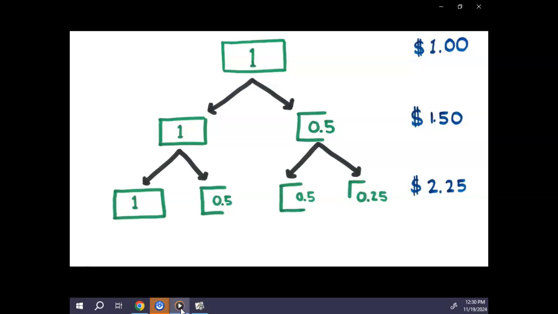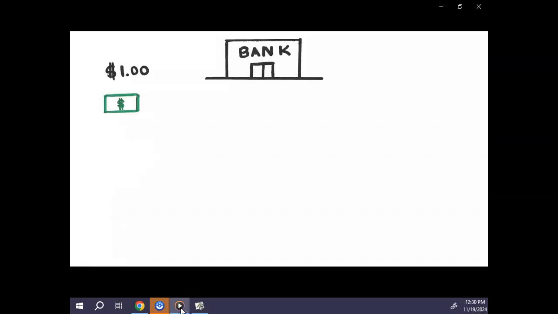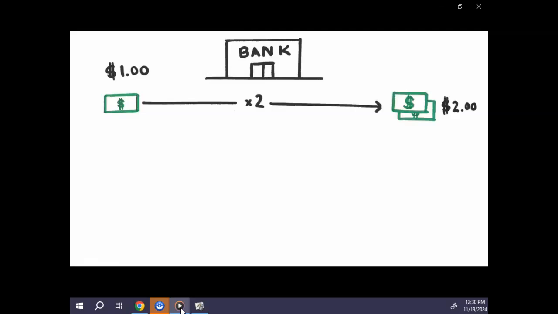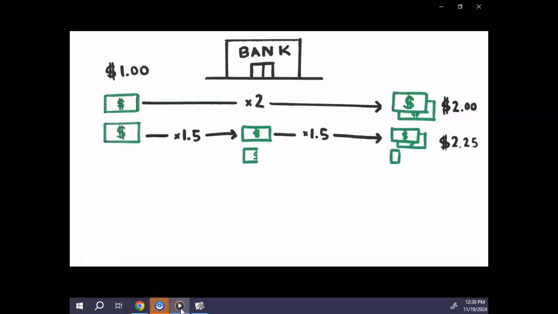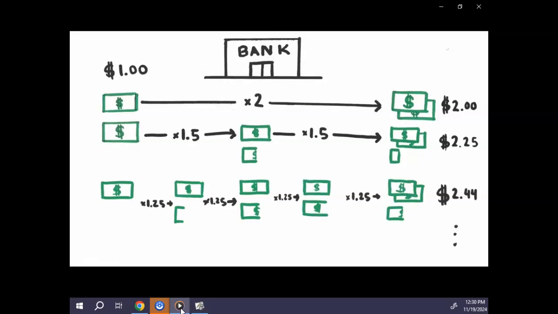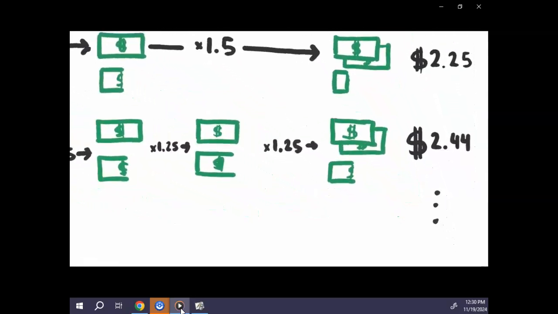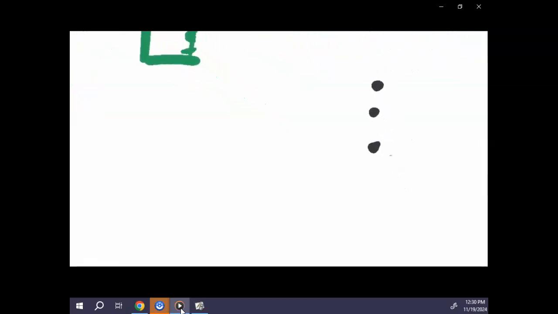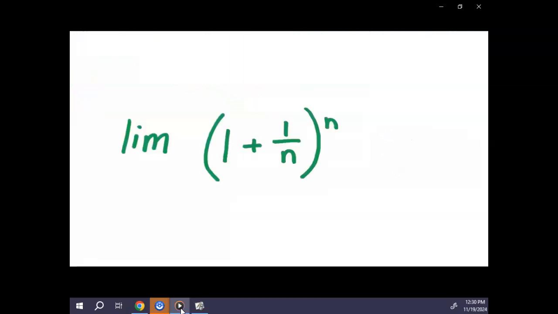In other words, your interest compounds. So, if you stick $1 into a bank account with a 100% interest rate compounded annually, you'll get $2 at the end of the year. If it's compounded semi-annually, you'll end up with $2.25. Quarterly, and you'll end up with $2.44. Monthly, $2.61. Weekly, $2.69. See where we're going? If you increase the number of compounding periods a year towards infinity, then they'll get closer and closer to e dollars.